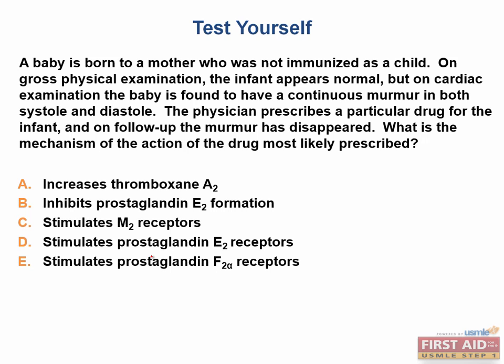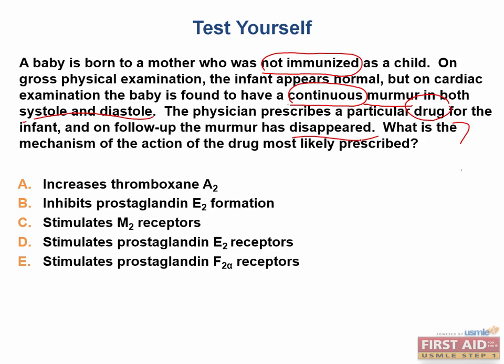So a baby is born to a mother who was not immunized as a child. On gross physical examination, the infant appears normal, but on cardiac examination, the baby is found to have a continuous murmur, so that is in both systole and diastole. The physician prescribes a particular drug. So what drug did they give for the infant? And on follow-up, the murmur has disappeared. Magic, right? What is the mechanism of the action of the drug most likely prescribed?